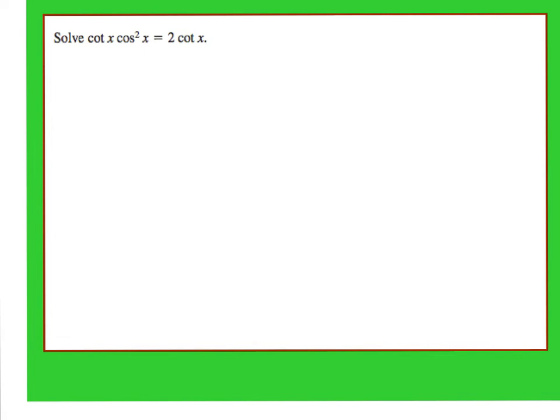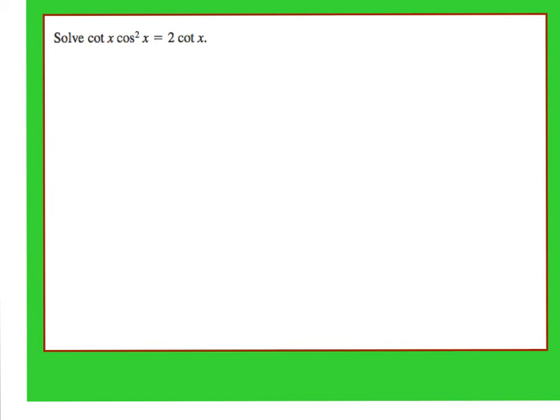Everybody wants to divide by cotangent x, and I understand why you want to. However, if you divide by it, you get rid of it. And we truly don't want to get rid of it. We're going to be setting things equal to 0. All right? So I'm actually going to kind of guide you on this one.